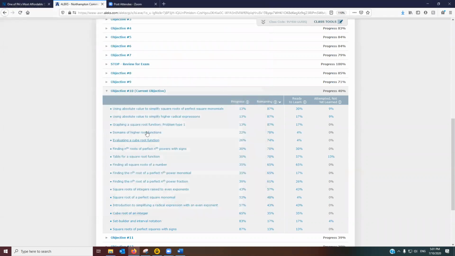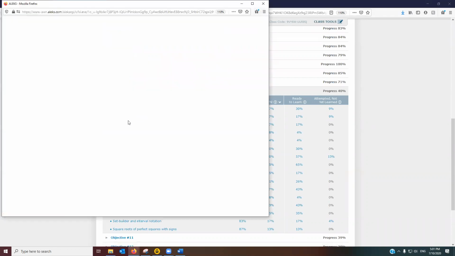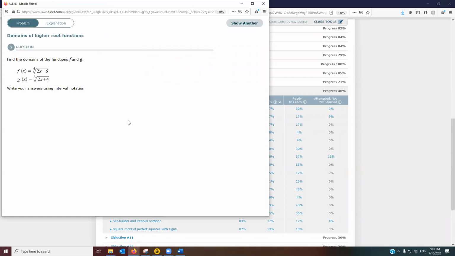All right, let's take a look here. All right, now on this one, this question's a little different. It's asking me to find domains. And domain is the set of allowed values.